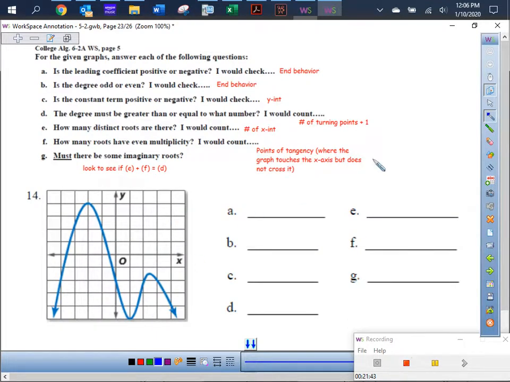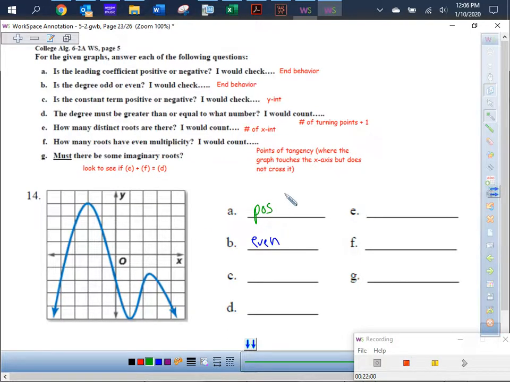I want to check to see if this thing is even or odd. So I'm doing part B, even or odd. This thing is even because those ends are pointing the same way. Then I go back and do part A to see if the leading coefficient is positive or negative. Since it's going down, we'll write positive.